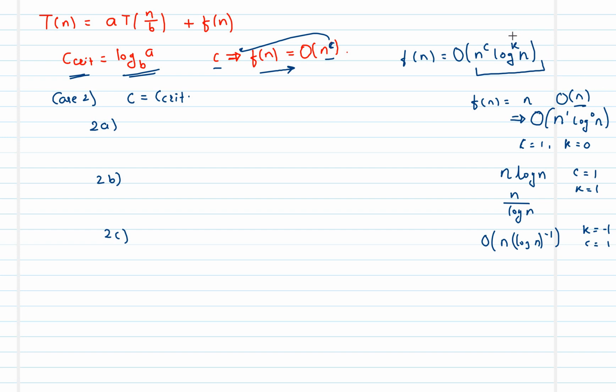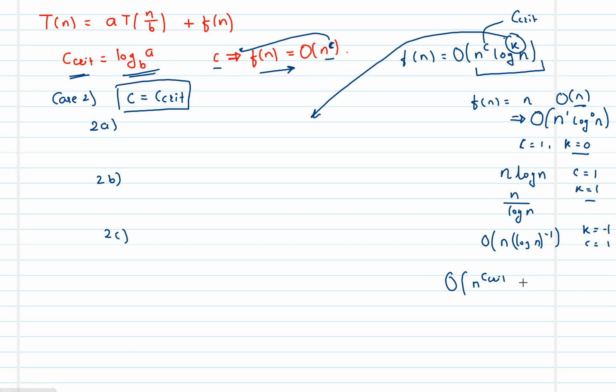So based on this value of k, now what is k? Whatever k we have calculated in these cases, k equal to 0, 1, minus 1, based on that value of k, we have 3 sub cases in Master's theorem. And this holds when case 2 holds, when we have c equal to c critical. Instead of this c, somewhere you may see c critical as well. So even f(n) you can represent in the form big O of n to the power c critical and log of n to the power k.